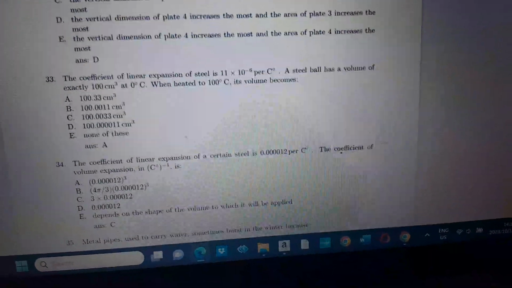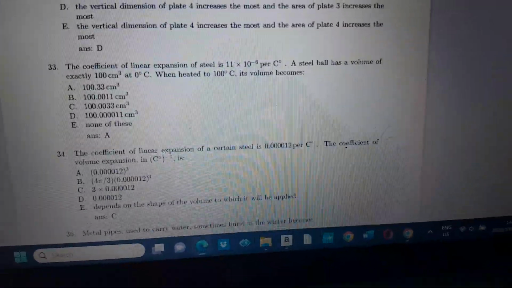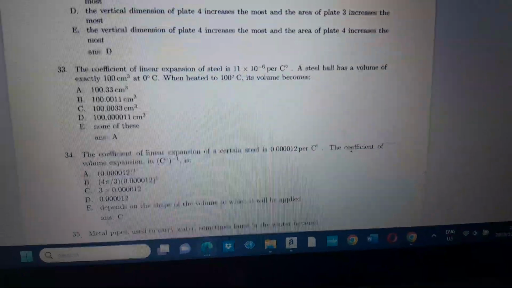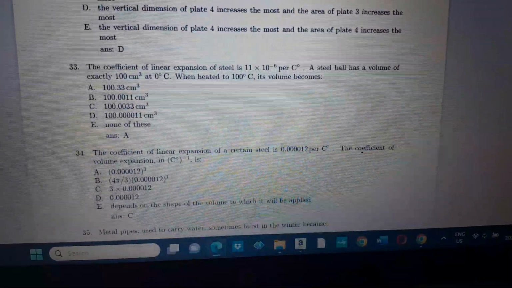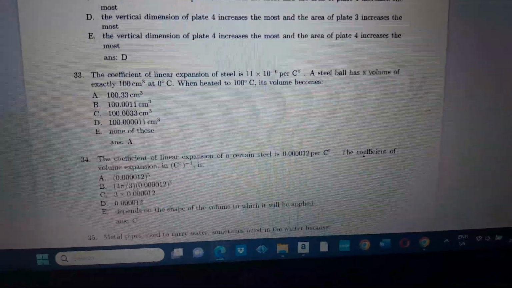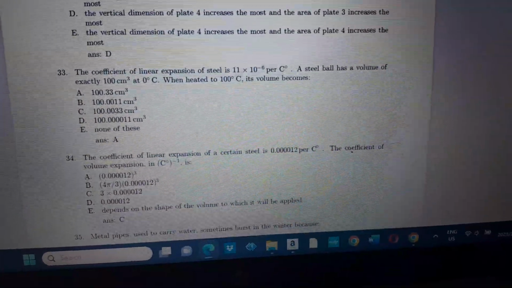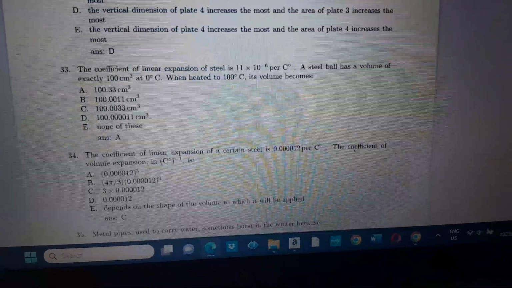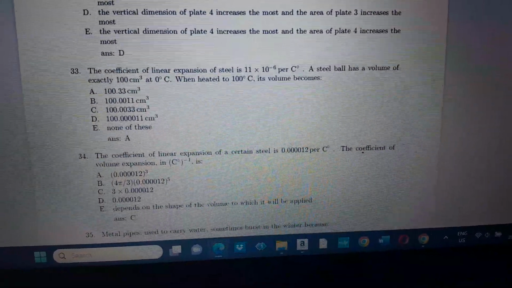The coefficient of linear expansion of steel is 11 times 10 to the power of -6 per degree Celsius. A steel ball has a volume of exactly 100 cubic centimeters at 0 degrees. When heated to 100 degrees, the volume becomes 100.33 cubic centimeters.